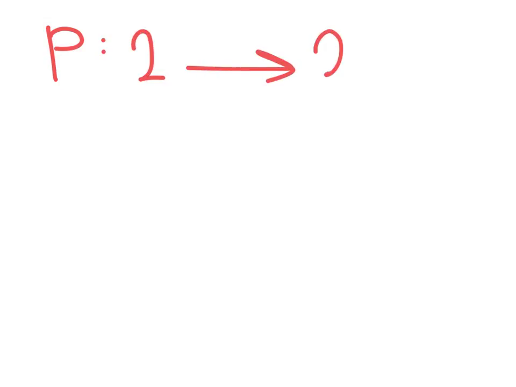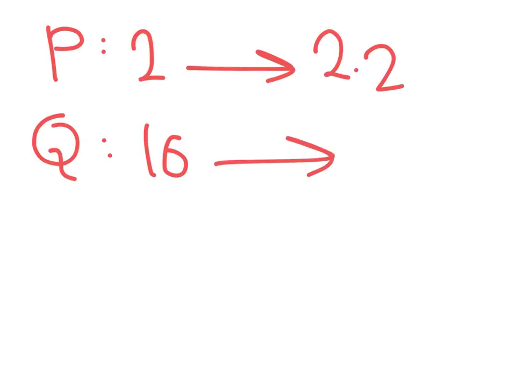So if the price of an ice cream cone increases from $2 to $2.20, and the quantity changes from 10 to 8, then your elasticity of demand would be calculated using the midpoint method. First of all, we would find the percentage change in the quantity.